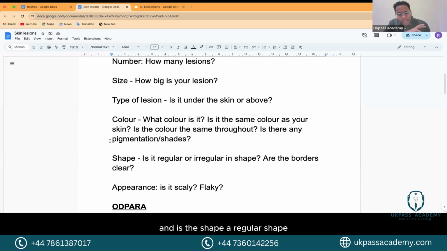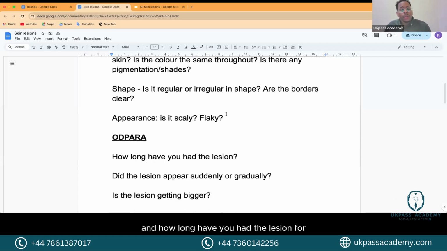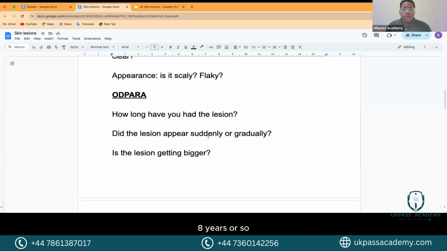And is the shape a regular shape or is it an irregular shape? Right? What's a regular shape? A regular shape is a circle, right? An irregular shape has maybe, it's not nice and smooth and homogeneous in shape. Yeah. Okay. Have you noticed any flaking or anything like that? Any scaling? No, doctor. All right. And how long have you had the lesion for? 8 years or so.